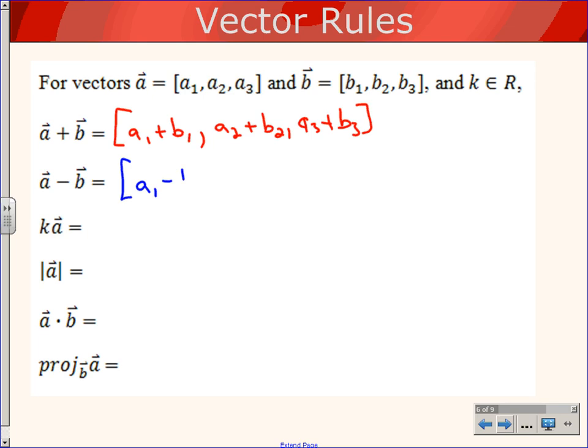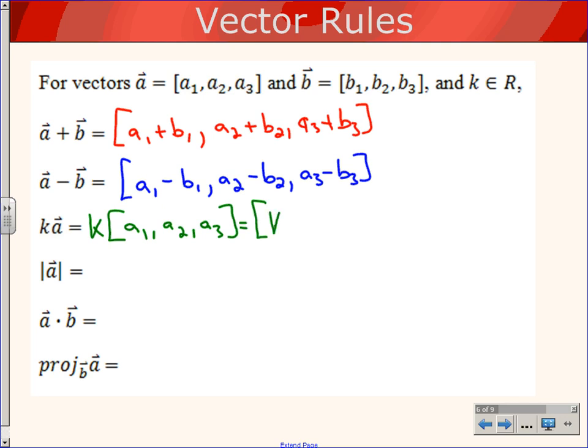If you're subtracting the vectors, you subtract the components. There's a vector A minus vector B. K is a scalar. If we're going to multiply a vector by a scalar, which we're allowed to do, that's just K times that particular vector. So we can write it that way. And in turn, we can write it this way. Just expanding that scalar inside the bracket.